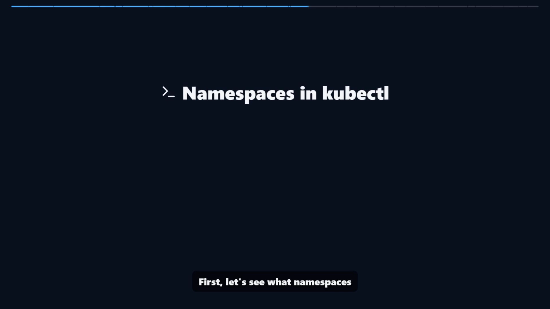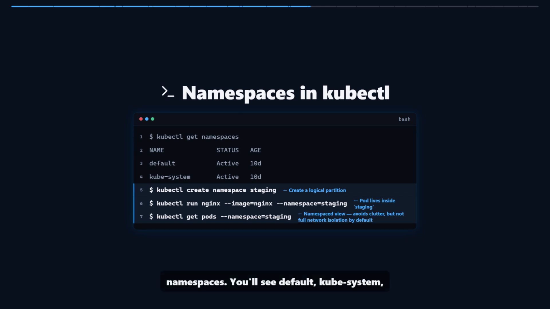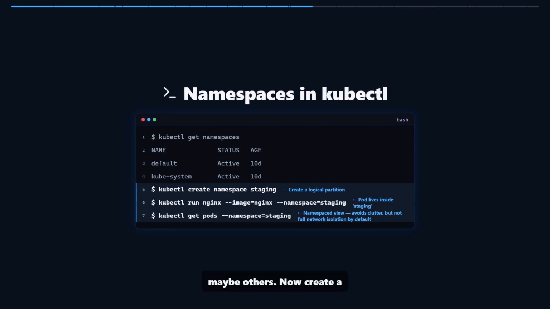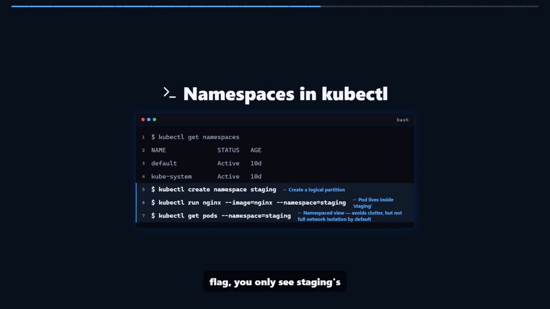First, let's see what namespaces already exist. Run kubectl get namespaces. You'll see default, kube-system, maybe others. Now create a new namespace called staging, just a logical partition. Then spin up an nginx pod inside that staging namespace using kubectl run with the namespace flag. When you run kubectl get pods with the namespace flag, you only see staging's pod. No clutter from other teams' resources.